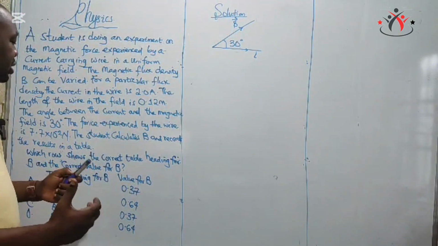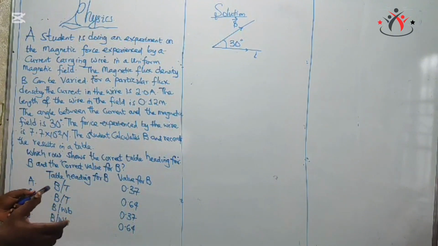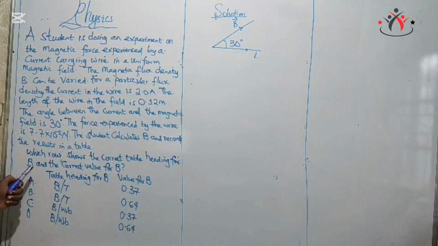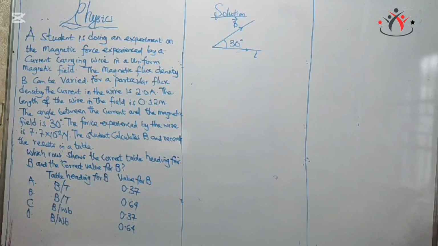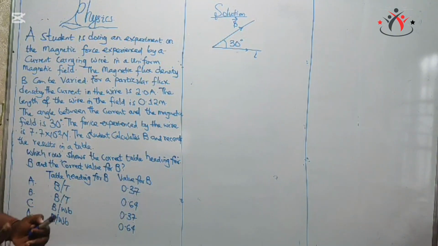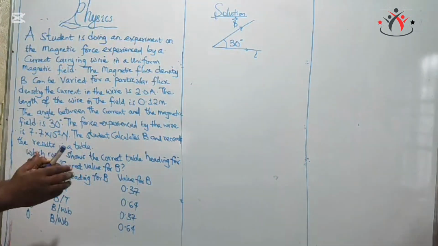Now, the force experienced by the wire is 7.7 multiplied by 10 to the negative 2 Newton. The student calculates B and records the result in a table. Which row shows the correct table heading for B and the correct value for B? So which one of these selected responses is the answer for the value of B?